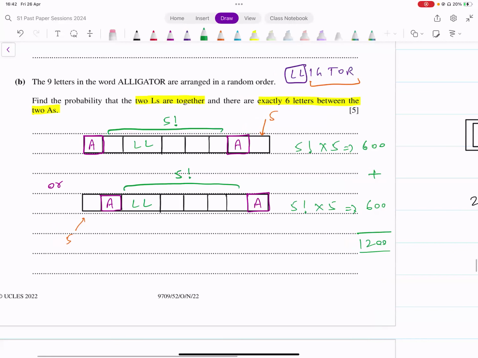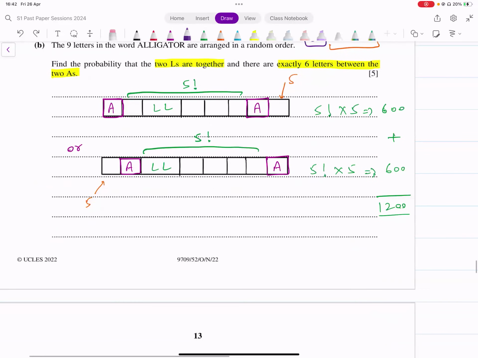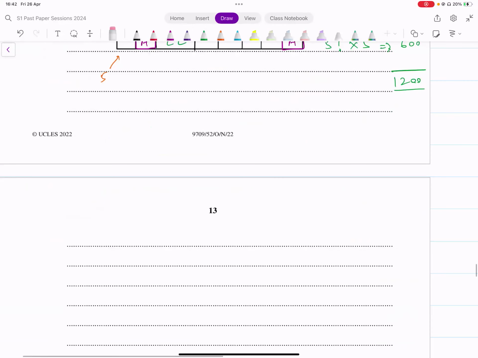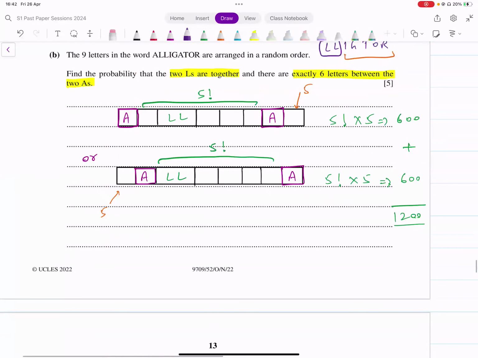In fact, we were looking for the probability. This is the number of arrangements for this, right? When the conditions are satisfied, we are actually looking for probability. What's the probability going to be? These are the number of favorable outcomes. What's the total number of outcomes? We will just divide it by that. Total number of possible outcomes without any conditions.